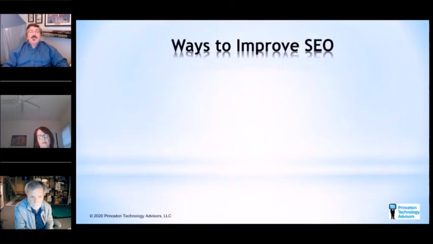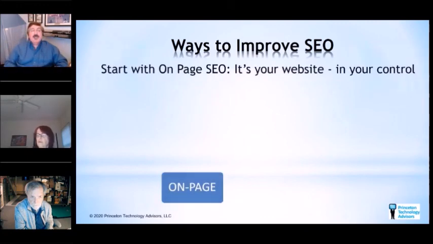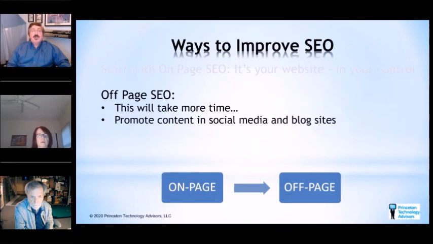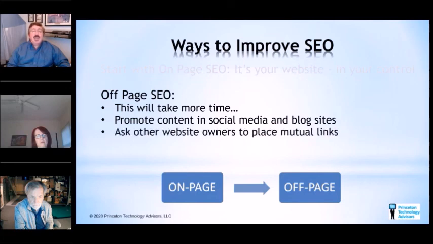So ways to improve your search engine optimization, ways to improve the opportunity to be found online. Well, start with the on-page SEO, because that's your website, that's your social media page, that's what you're in control of. You can just log onto your web account or social media account and update the content whenever you see it's appropriate. Off-page does take a little bit of time because you're really counting on others to want to do that for you. So promoting on social media and blog sites is a great way because you've got a little bit of control over that, certainly.